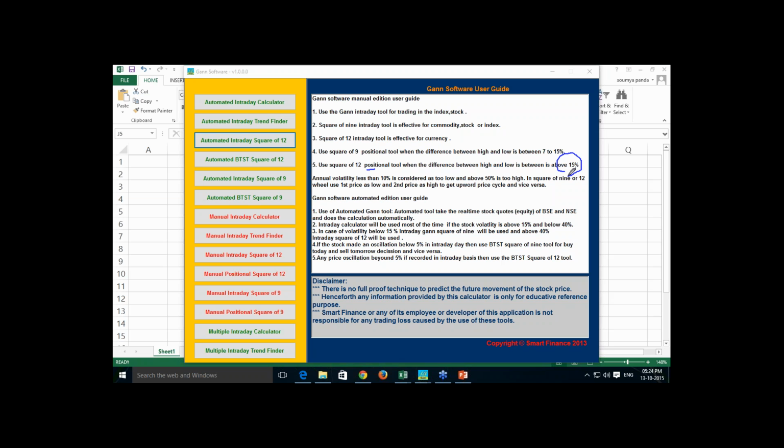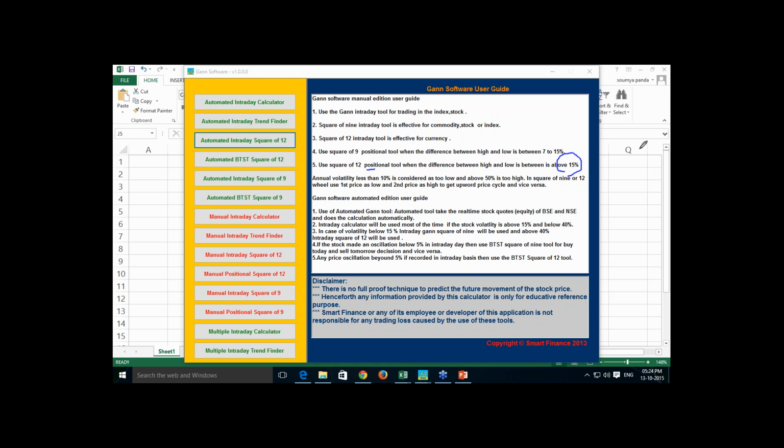This static principle of square of 9 and square of 12 works well in your positional trade, where longer term periods are taken, and it also works for your trend forecast. However, whenever you are going to do any intraday trade or BTST trade, buy today sell tomorrow, then this static principle is a little less accurate. Hence, for greater accuracy you have to follow the dynamic principle.